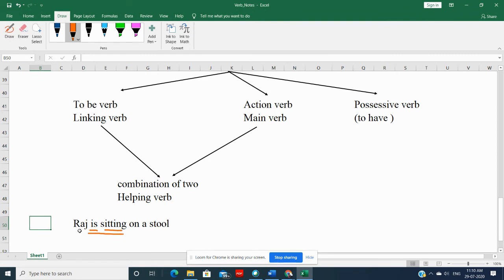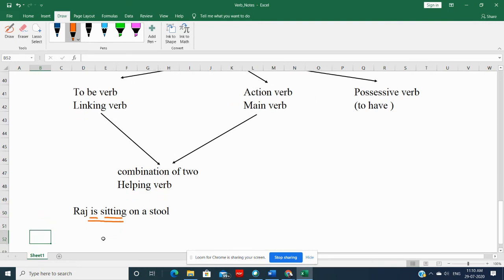Here in this type of sentences, to be verbs or linking verbs can't stand alone. You can't say "Raj is on stool", okay? Well, you can, but "Raj is sitting on stool" is better, or on chair, no. So like that.